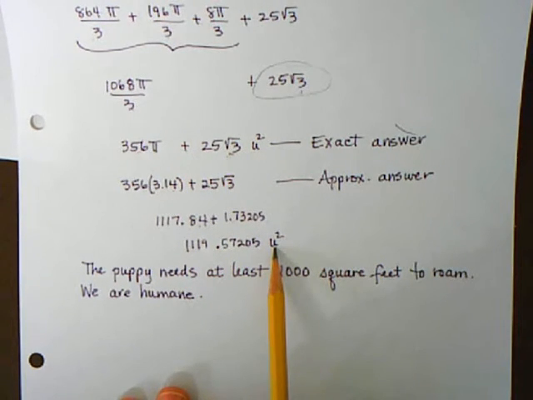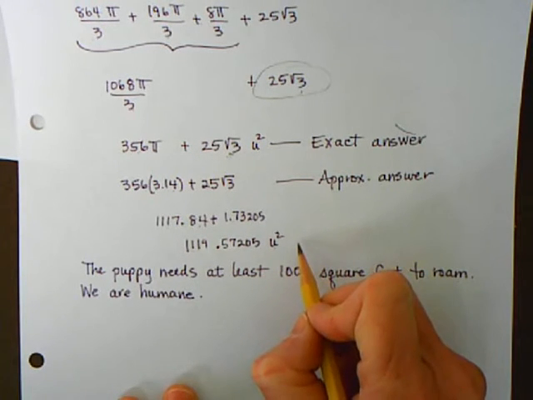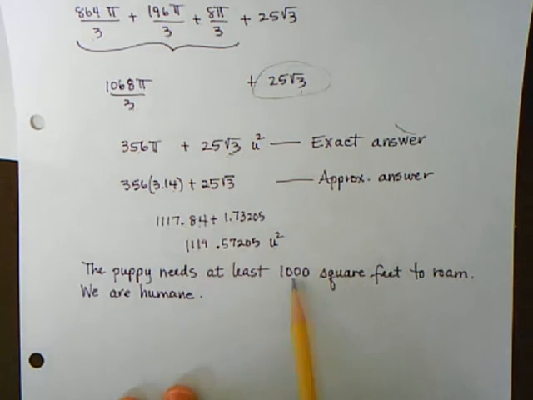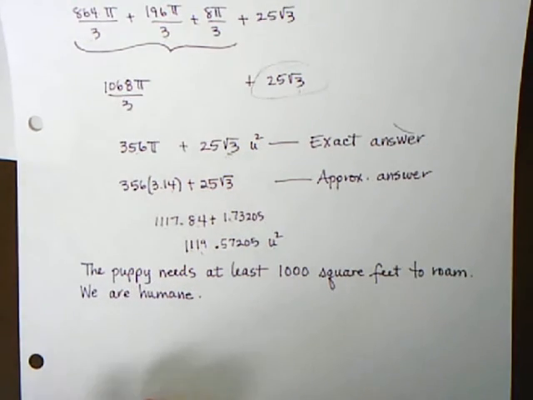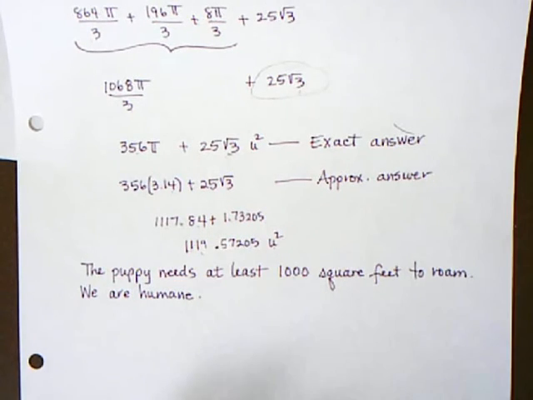Those are units squared. Maybe they're feet. I guess they are. They are feet. Okay, so really these are square feet. The puppy needs at least 1,000 square feet to roam. Since this is greater than 1,000, then we're good pet owners. We're very humane. All right, and that is the end of this one.